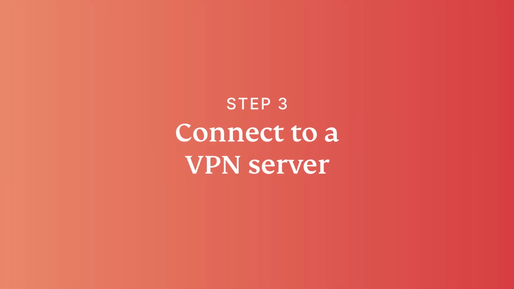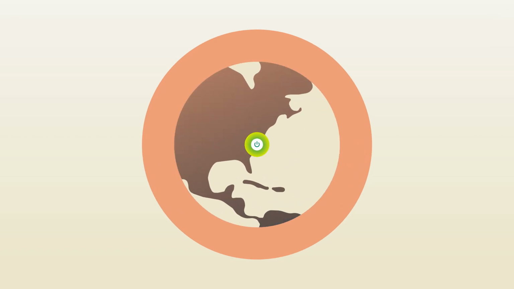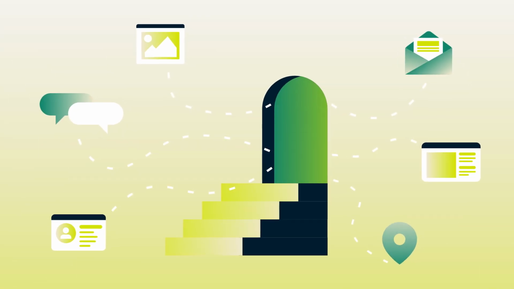Step 3. Connect to a VPN server. Choose which country or city's servers you want to connect to. Now, use the internet the way you want to. ExpressVPN will simply run in the background.